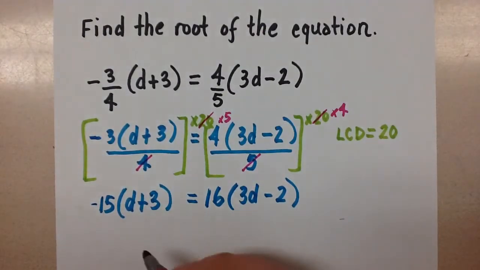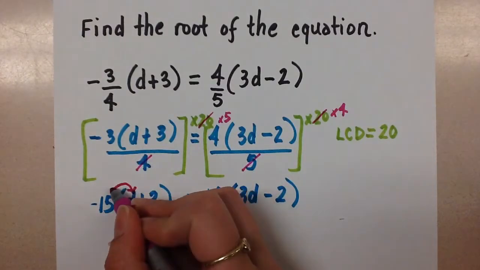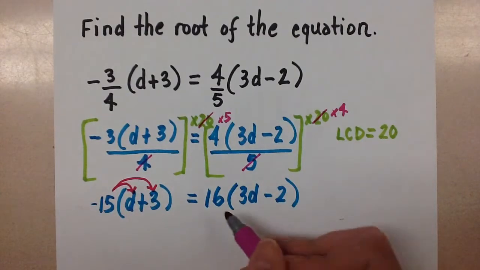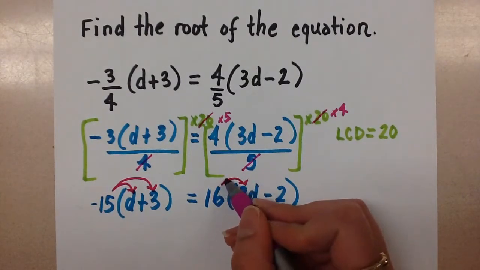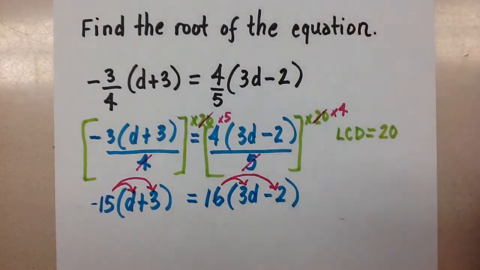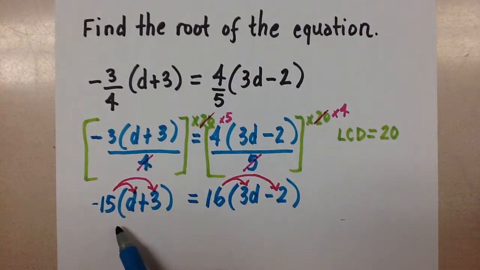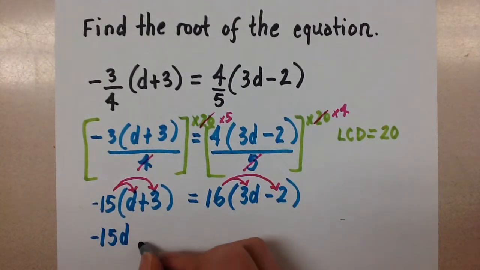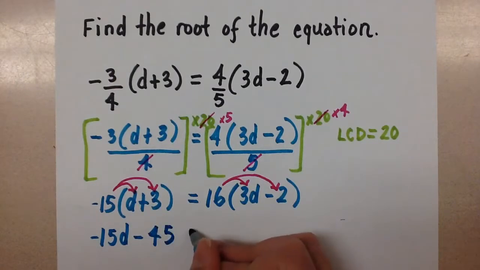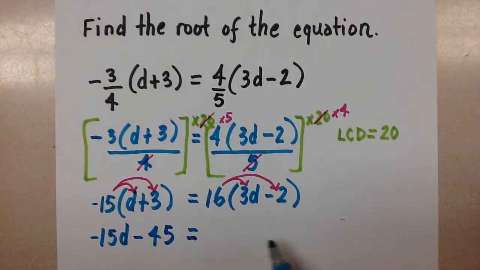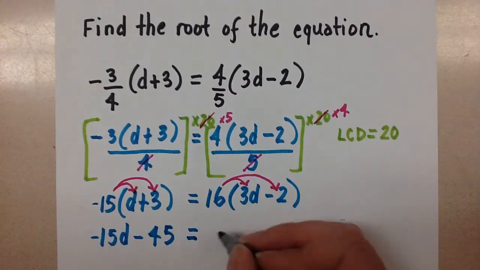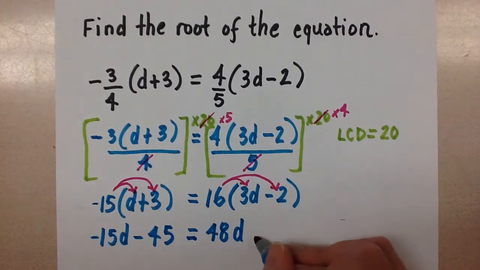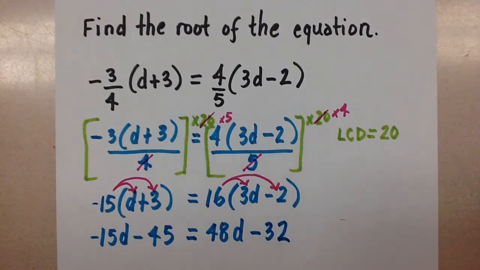We want to first expand the brackets, so expand. We're going to distribute that negative 15 to both terms inside the brackets, and then we're going to distribute the 16 to both terms inside of the brackets on the right-hand side. Negative 15 times d is negative 15d. Negative 15 times 3 is negative 45 or minus 45 equals 16 times 3d is 48d. And then 16 times negative 2 is negative 32 or minus 32.